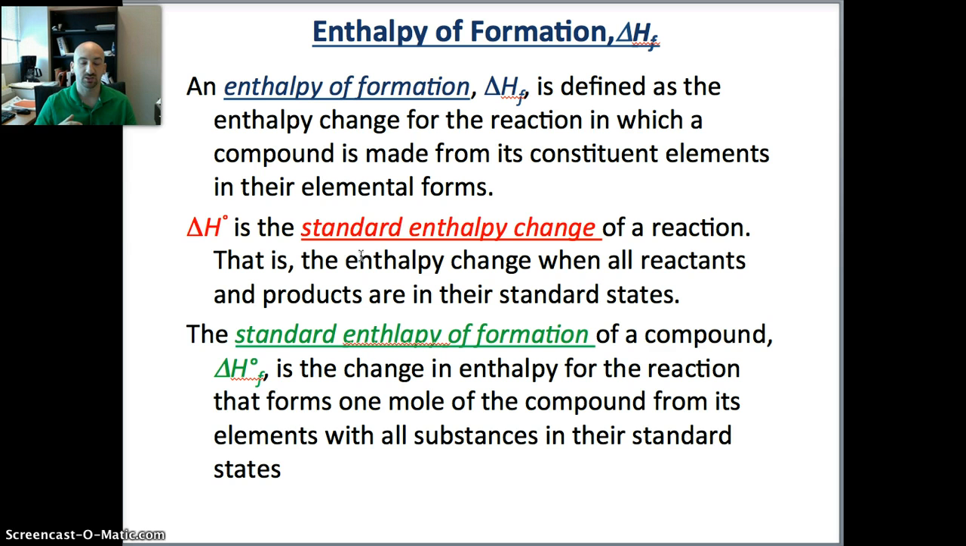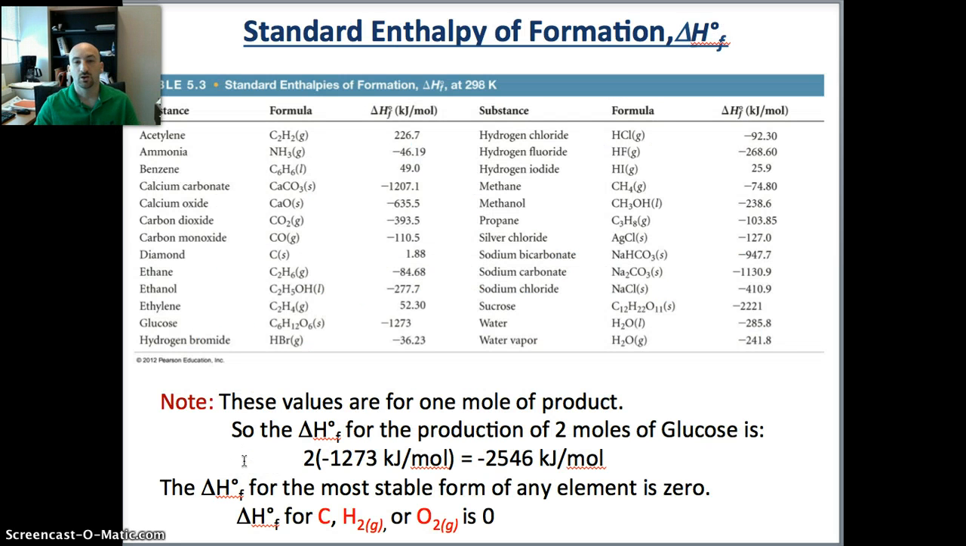Okay, like we just did, or alternatively, there are the standard enthalpy of formations of a compound, so delta H naught F, which is basically the change in enthalpy for the reaction that forms 1 mole of the compound from its elements with all substances in their standard states. We can use these standard enthalpy of formation values in order to calculate what the overall delta H for the reaction is. So what do these look like?